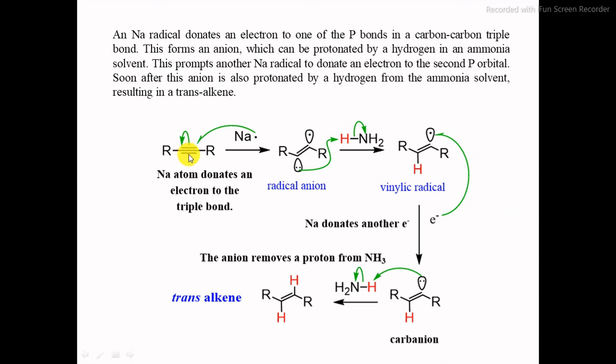It converts this alkyne to a radical anion, right? Then this intermediate reacts with ammonia, and the ammonia gives its proton to the anion. In the next step, sodium donates another electron, which reacts with the radical and produces a carbanion. In the next step, again protonation takes place and the trans-alkene is produced, right? So the right answer is sodium and ammonia.